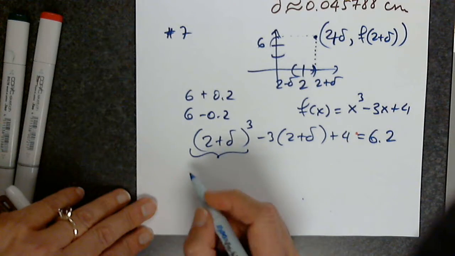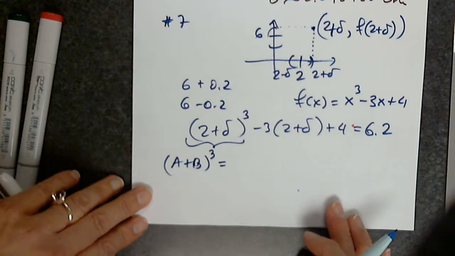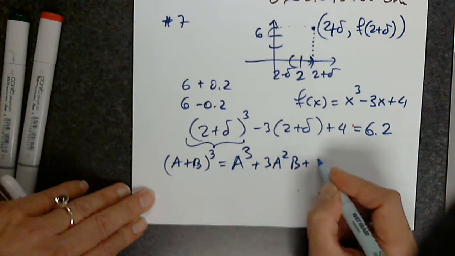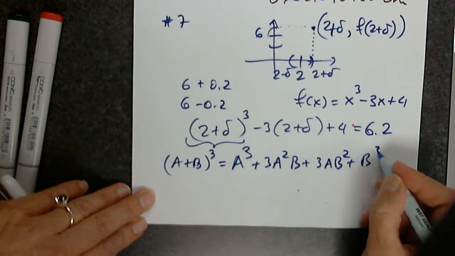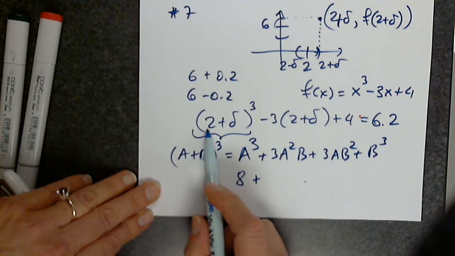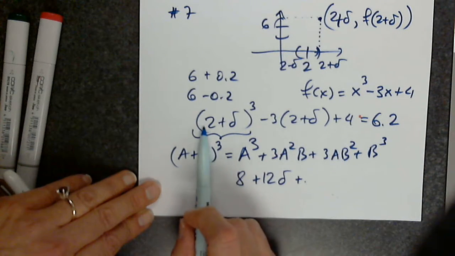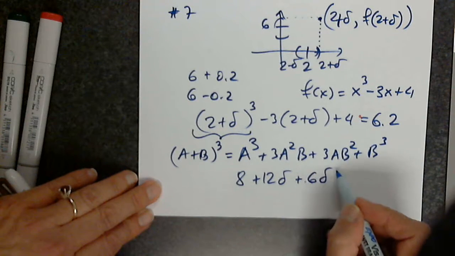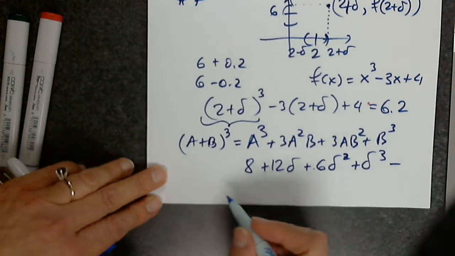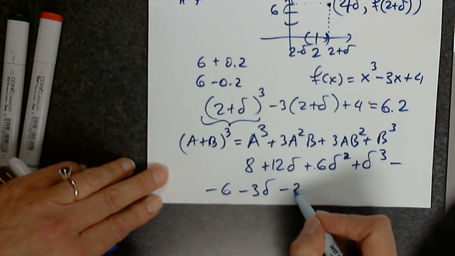So the formula for this, a plus b cubed, we don't present those formulas. But from Pascal's triangle, we know that this is a cubed plus 3a squared b plus 3ab squared plus b to the third. So the first term cubed will be 8, plus 3 times 4 is 12 delta, plus 3 times 2 is 6 delta squared, plus delta cubed. I see the difficulty. Let me finish it then, because it's minus 6 minus 3 delta and minus 6.2.